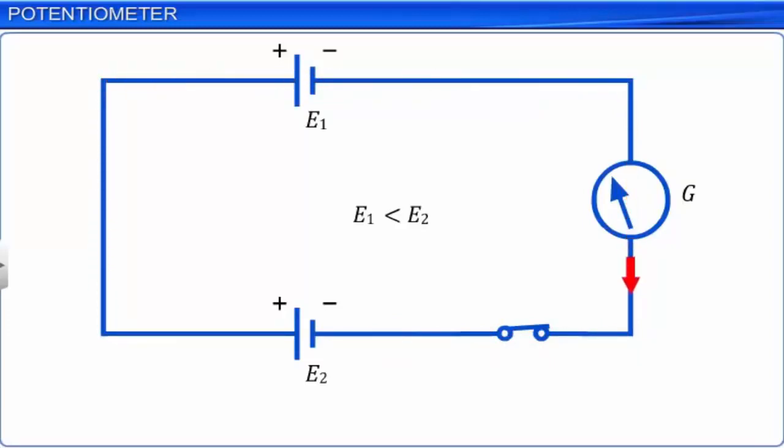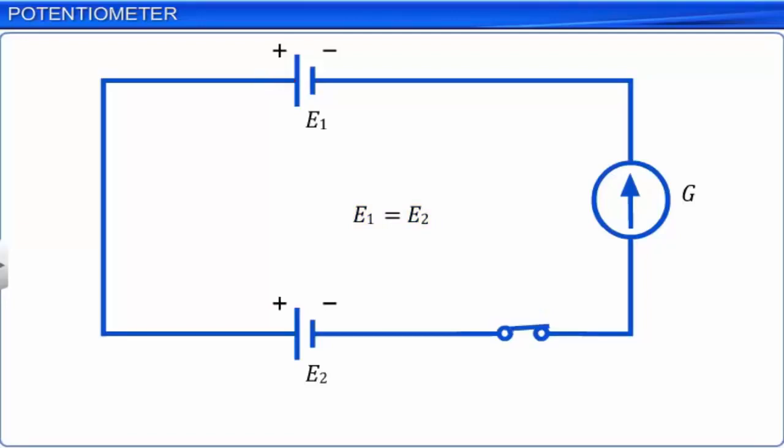In case the value of E1 is equal to that of E2, then the net EMF is 0, and hence the current in the circuit is 0. This can be confirmed by the zero deflection of the galvanometer needle.